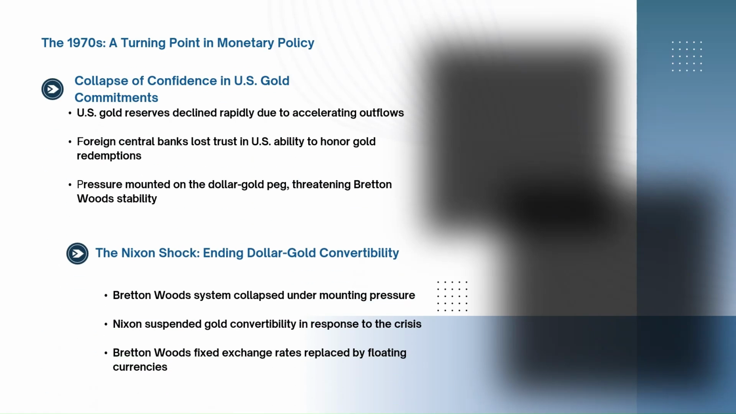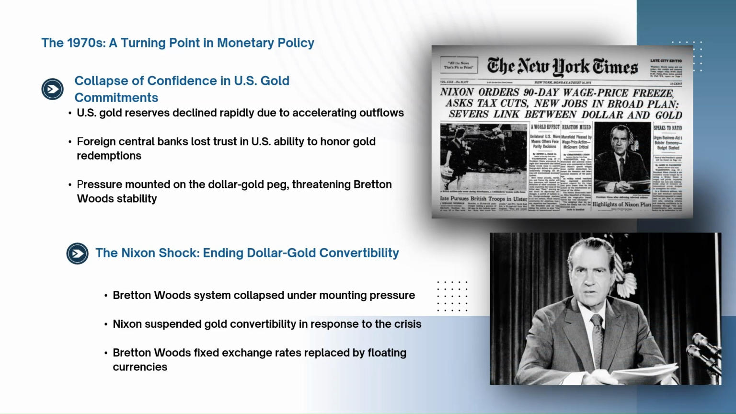By 1971, the pressure became too great. Our gold reserves were rapidly shrinking as foreign nations lined up to convert dollars for gold. And President Nixon then shocked the world by announcing that the US would suspend the convertibility of dollars into gold. This moment, known as closing the gold window, ended the Bretton Woods system.